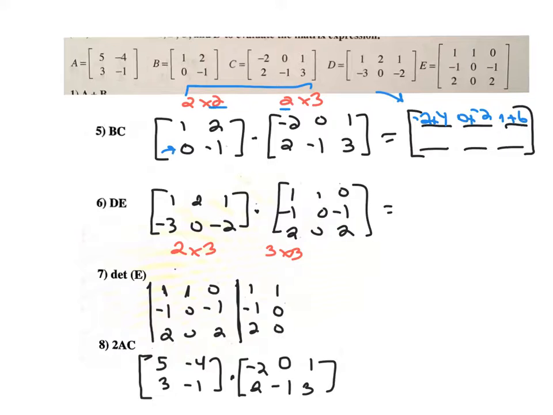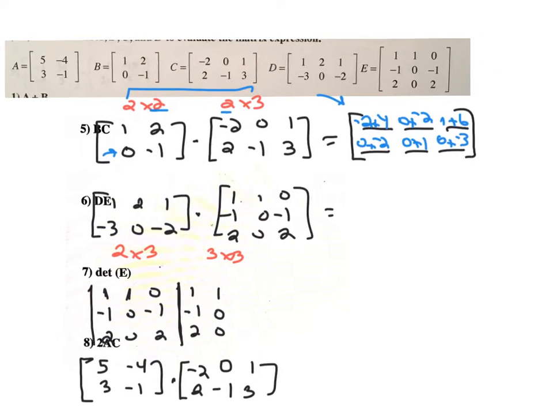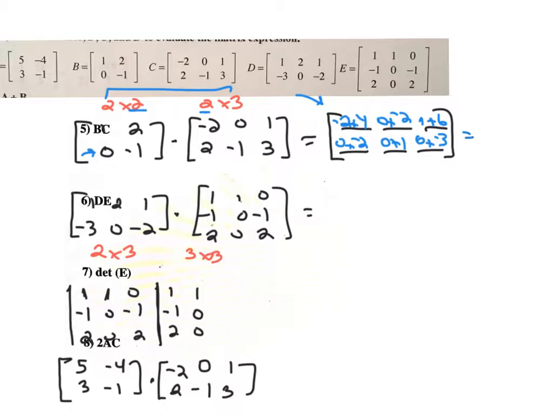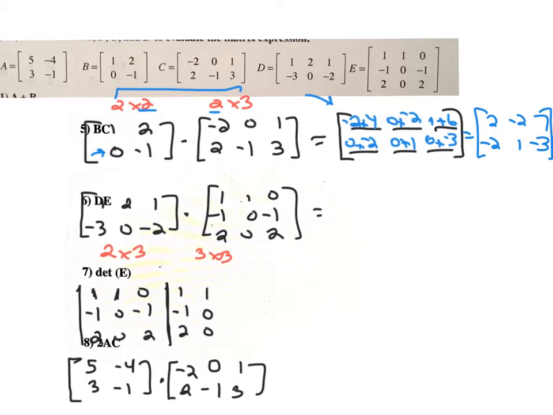Now I'm using the second row all the time. 0 times negative 2 and negative 1 times 2. Get negative 2. 0 times 0, negative 1 times negative 1. 0 plus 1. And last row, last column, 0 times 1 and negative 1 times 3. It's negative 3. Now I'm just going to add those things together. Let's see if I can move it a little bit. Yep. And I'm going to get, just add those up. 2, negative 2, 7, negative 2, 1, negative 3. And there's your answer. Let's get the next one down here.